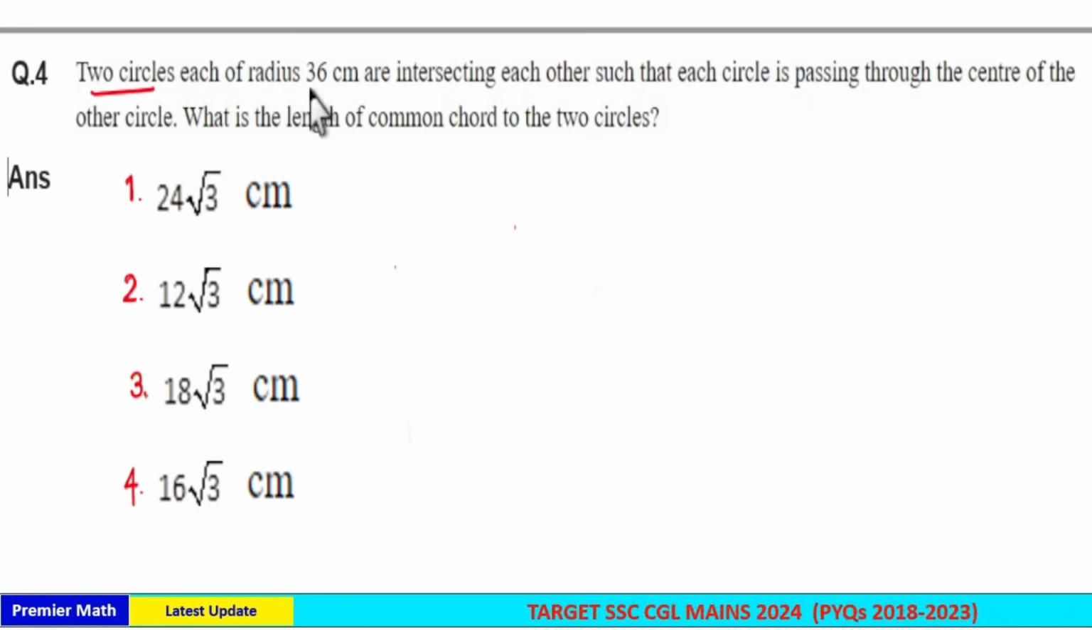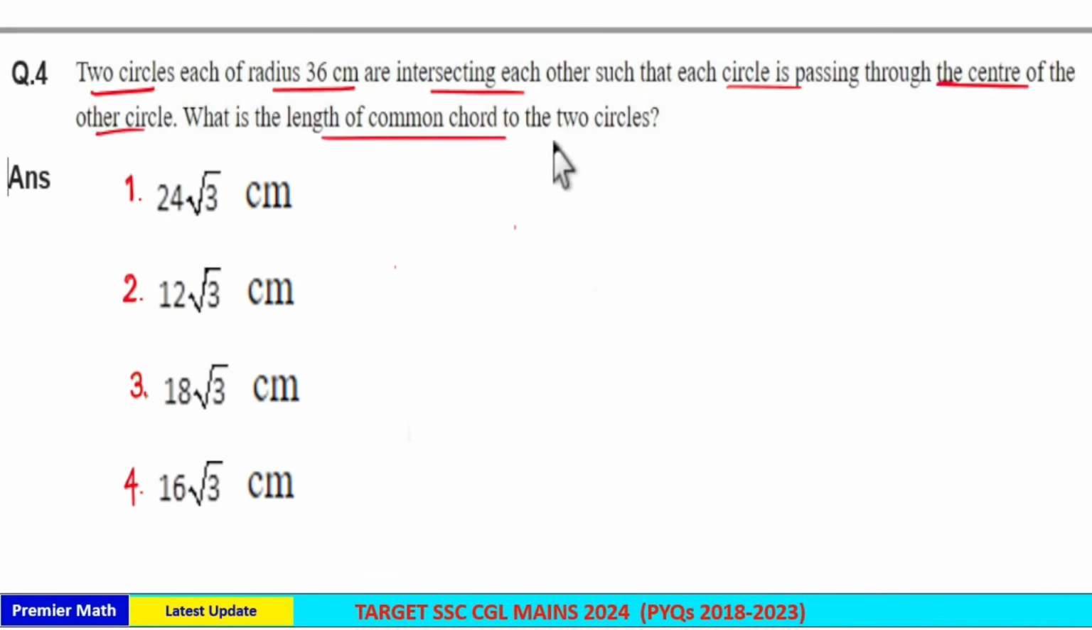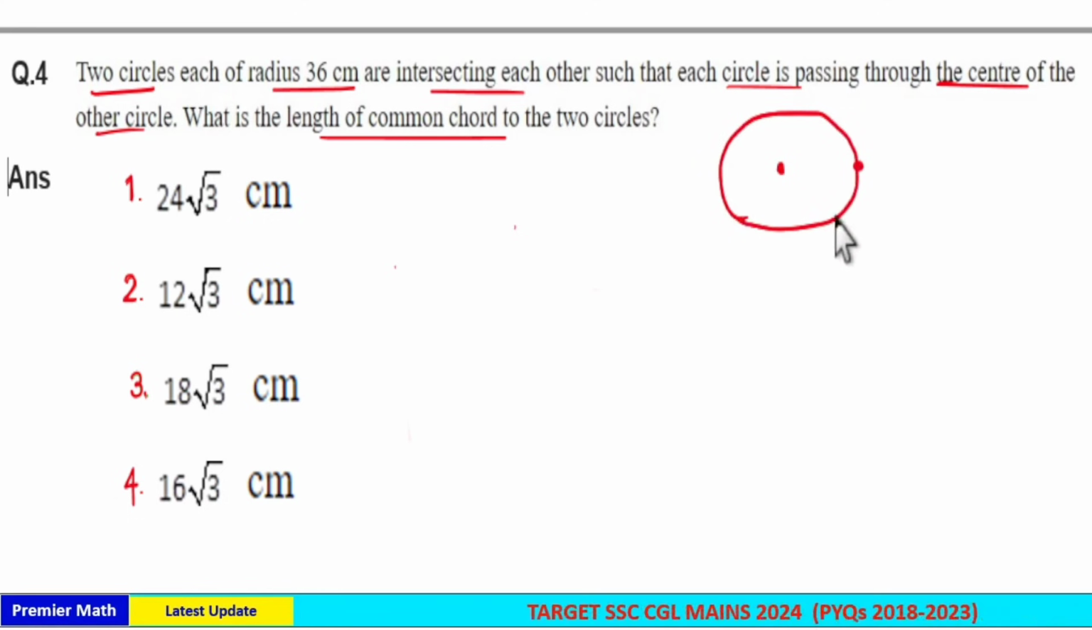Two circles, each of radius 36 centimeter, are intersecting each other such that each circle is passing through the center of the other circle. What is the length of common chord to the two circles? Here, these are two centers of two circles. Now, this is the center of first circle and this circle is passing through the center of the other circle. Same way, the second circle passing through the center of the first circle.